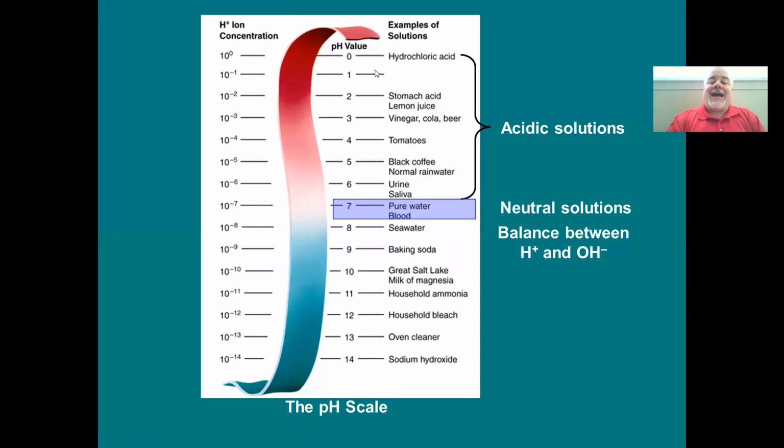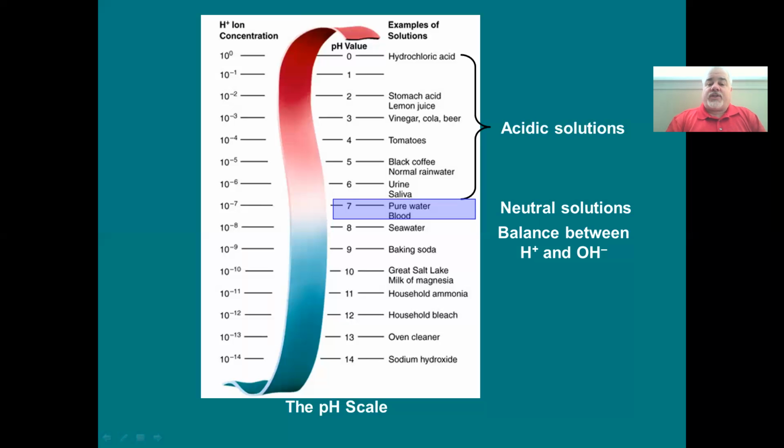At very, very high hydrogen ion concentrations, we have an acidic solution with a low pH number, 1, 2, 3, 4. And things that we're familiar with in the 2 range, we have stomach acid, very acidic in our stomachs. 2 point something, we have lemon juice, also very acidic. Other common liquids, vinegar, cola, and beer. Tomatoes in the 3 to 4, 4.5 range. Coffee, rainwater, urine, and saliva in the 6, 6.5 range.